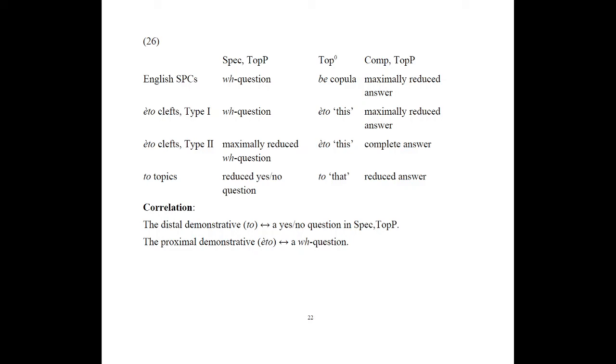And as you can see here, we have this peculiar correlation in Russian. So the distal demonstrative то is chosen as this top head if there is a yes-no question in Spec TopP, and the proximal demonstrative это appears if there is a wh-question in Spec TopP. And the final question that I would like to address is whether we can explain this correlation somehow.